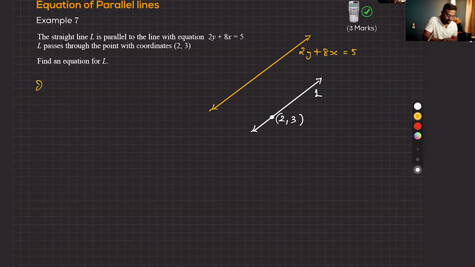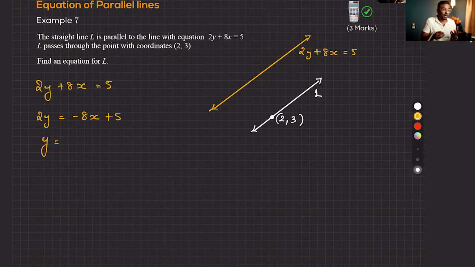So we will take that 2y plus 8x equal to 5. What should we do to find the gradient here? We got to make y the subject, right? So 2y equals minus 8x plus 5. Who said minus 8? Such. y equals, what do you guys think? It's minus 4x plus 5 by 2. Would you all agree with that? Now we know the gradient is minus 4. So the gradient of L is also minus 4.